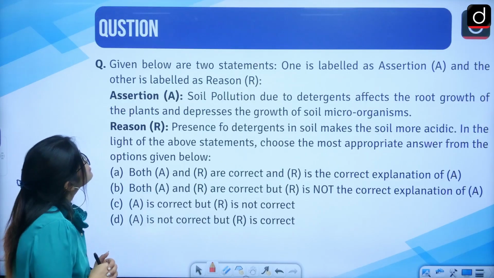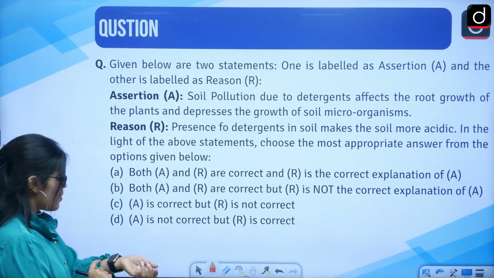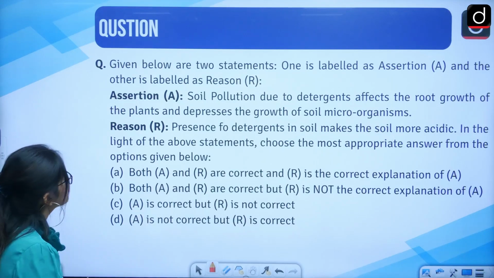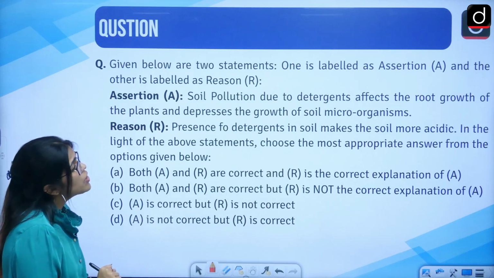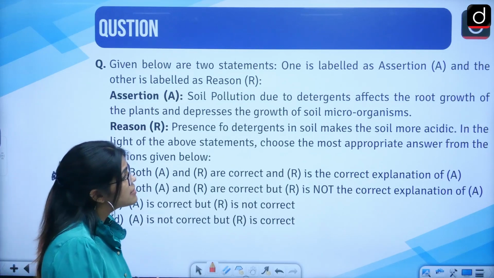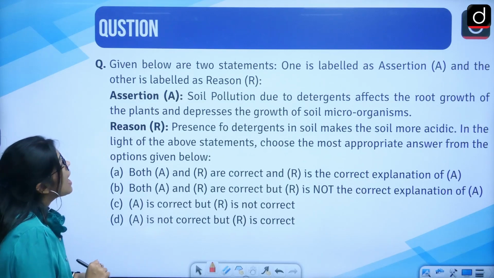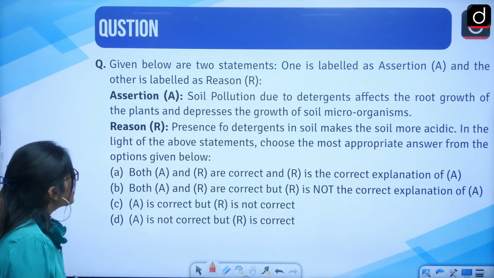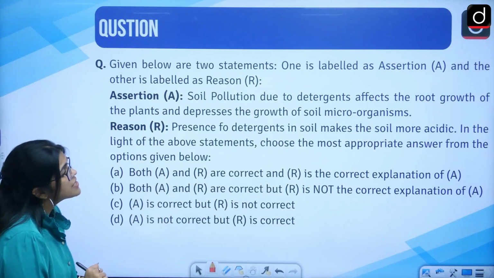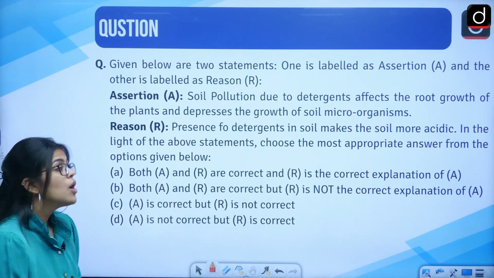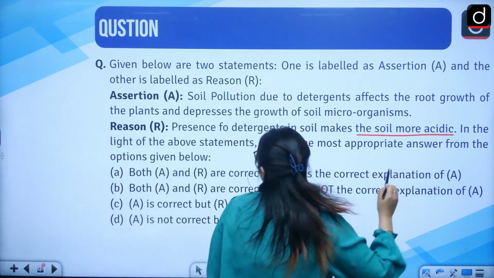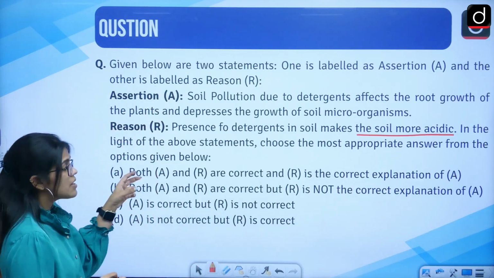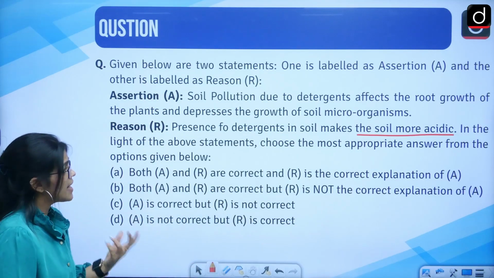Let us move forward. So we have three questions related to our soil pollution. Given below are two statements, one is assertion and the other is reason. Assertion: soil pollution due to detergent affects the root growth of the plants and depresses the growth of soil microorganisms. Reason: the presence of detergents in the soil makes the soil more acidic. In the light of these statements, you need to answer: are both A and R correct and R is the correct explanation?